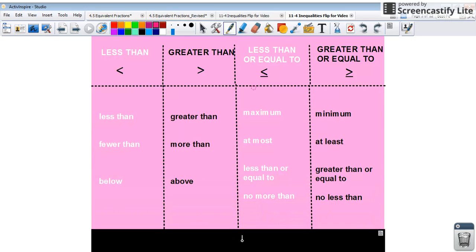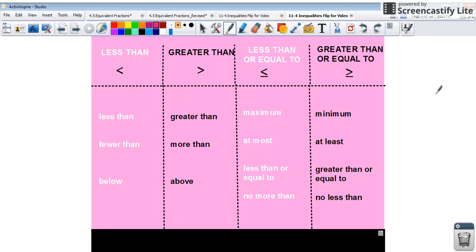These are some words that will help you when you're trying to write an inequality for a real life situation, and they're ones that you're going to want to know. So maybe write them down or take a screenshot of these. You need to know these for when you're writing real life situations. For less than, obviously less than, fewer than, below. For greater than, we have greater than, more than, above.